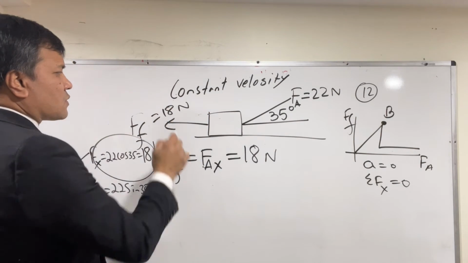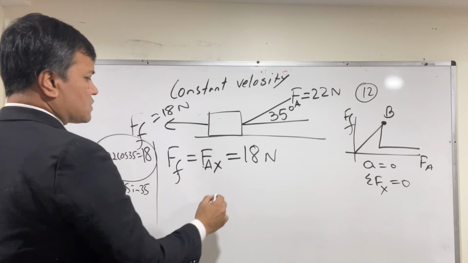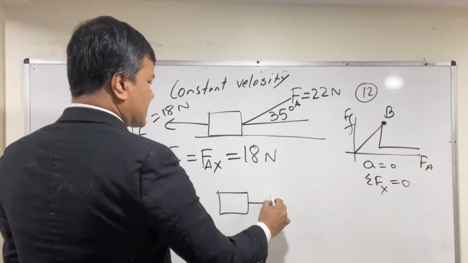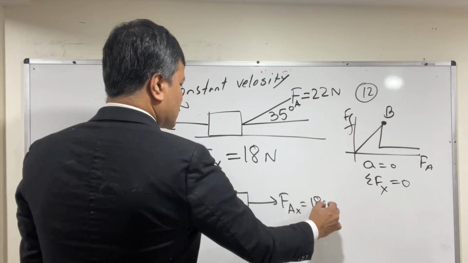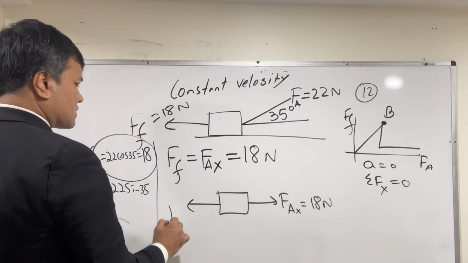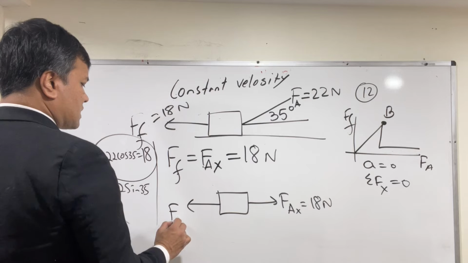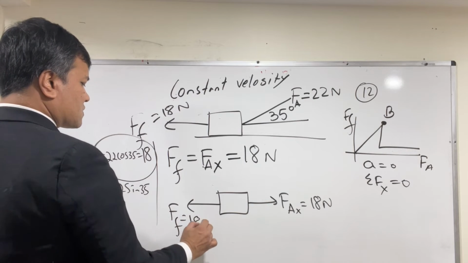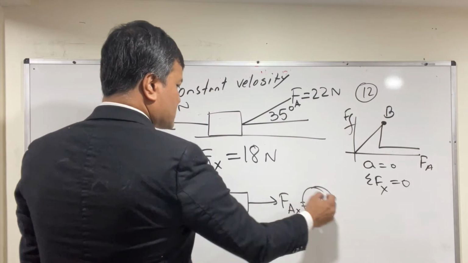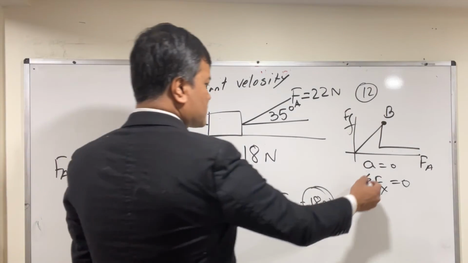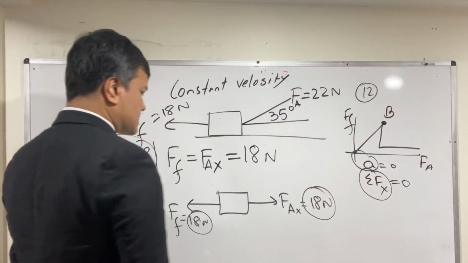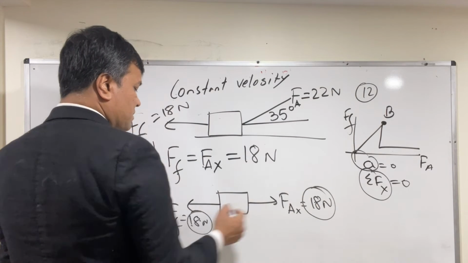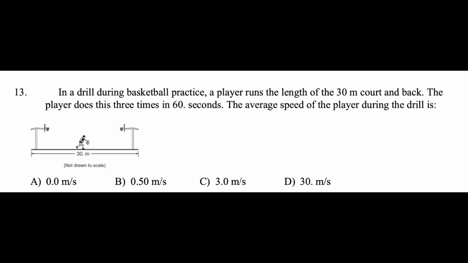Okay, so if this is 18 Newton, what is the net force in the x direction? In the x direction, this is 18 Newton, and this is 18 Newton. So the box is in equilibrium. Why? Because net force is zero. The box is in equilibrium. Why? The acceleration is zero. Why is that? Because 18 minus 18 is 0.